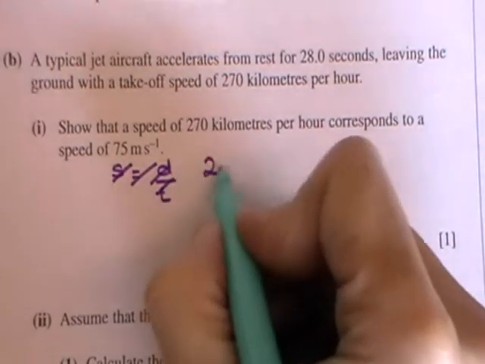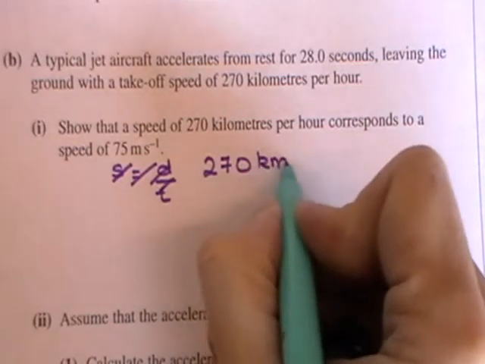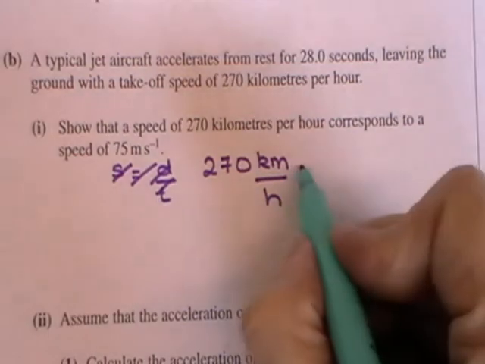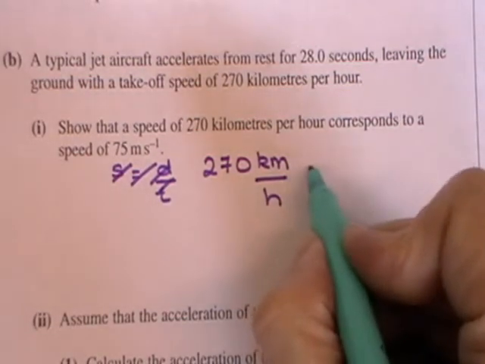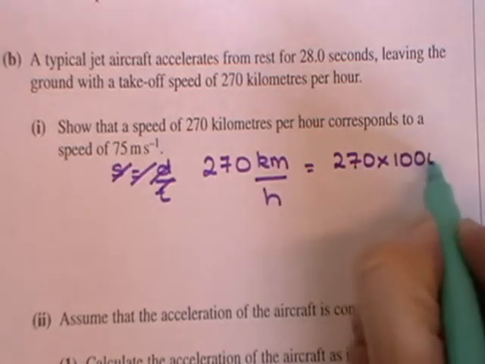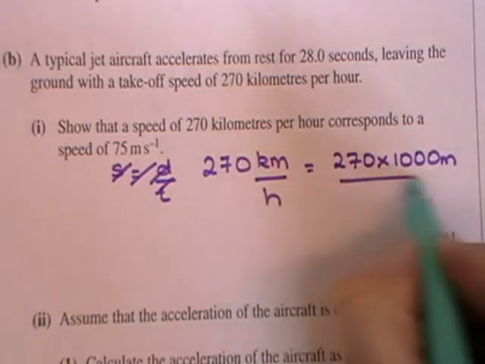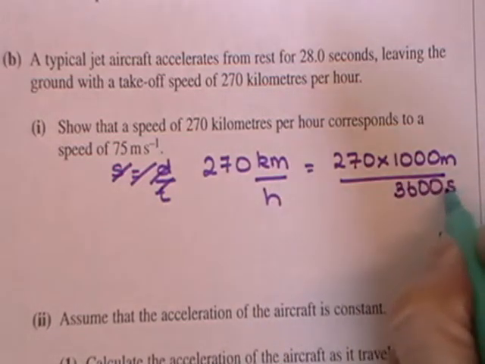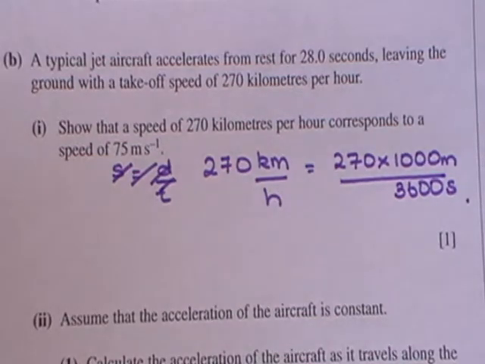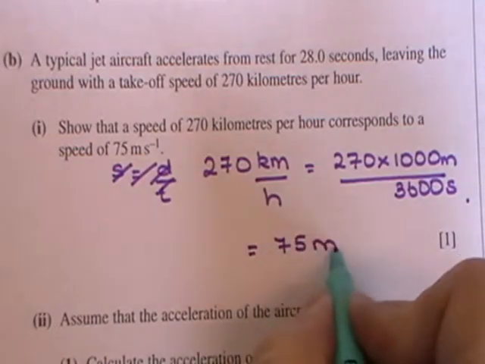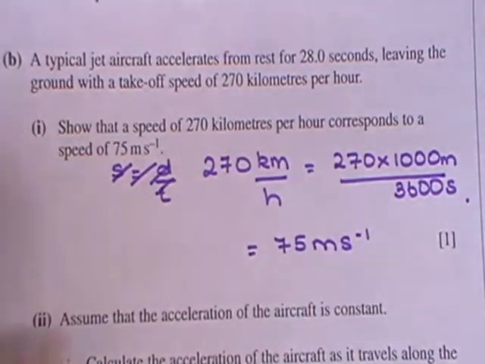So that's 270 kilometers over hours. If you remember, in another question I got you to write it like that. The conversion factor is to multiply by 1,000, so that's equal to 270. The top line you're multiplying by 1,000 to make it into meters. And then in the bottom line, hours to seconds is 3,600 seconds. So that's the sum that you have to do to get your answer. And your answer comes out to be 75 meters per second as suggested.